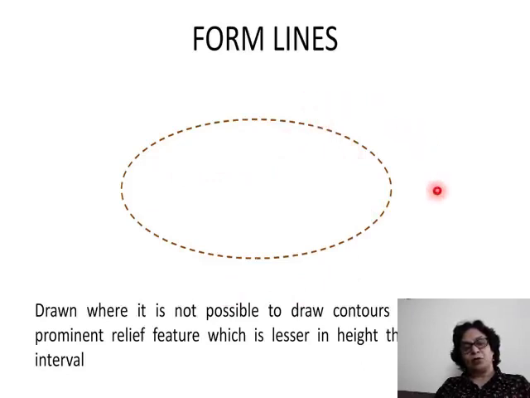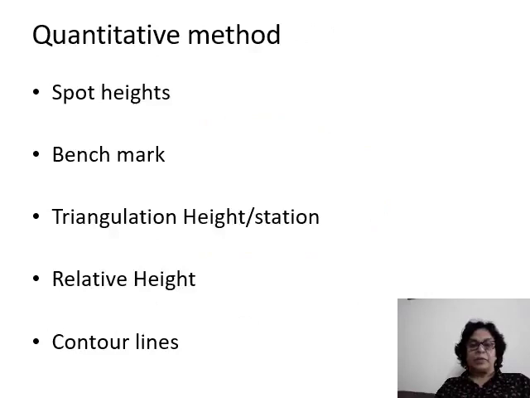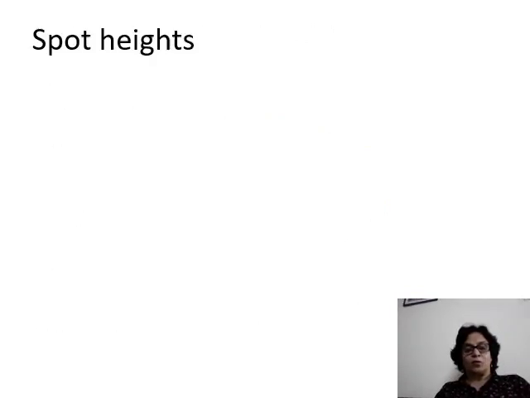There may be a contour around this of say a value like 100, 200 or 300, or maybe in this case we can say it may be slightly higher, maybe 1500, and beyond that, since surveying is impossible, then the form line is given. Then we have the quantitative methods. So these include spot heights, benchmark, triangulated height, relative heights, and contour lines.